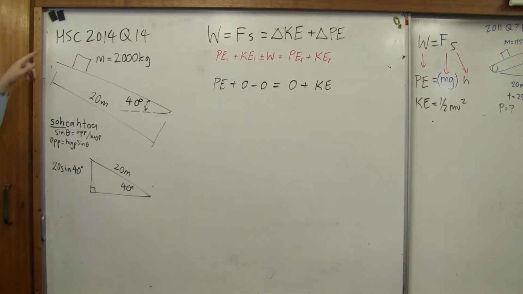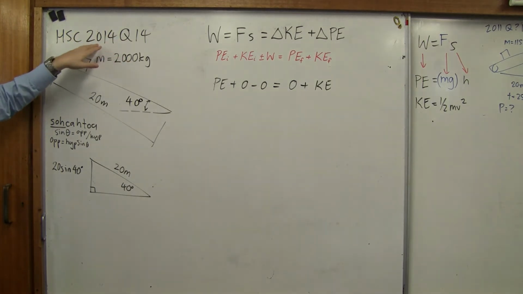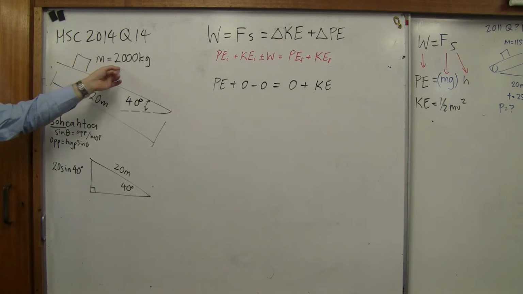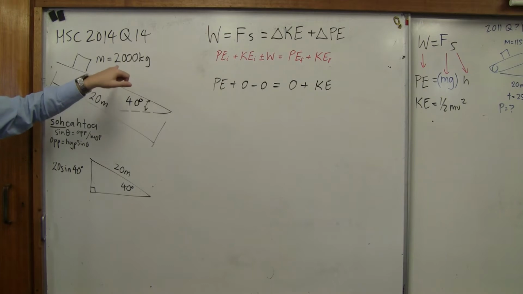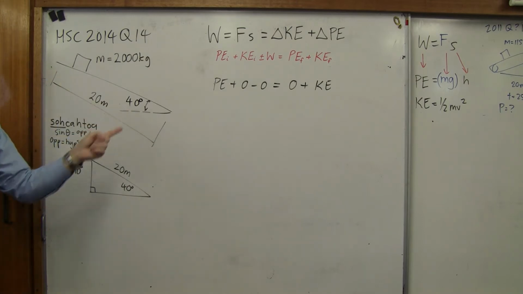Here we have HSC 2014 question 14. There's probably some letter involved, but you'll be able to find it from there. It's a multiple choice question. We have a vehicle of 2 tons. I've drawn this diagram and transferred that, so it said 2 tons in the question, and I've turned it into 2,000 kilograms. That's the mass. They told us that the slope is 20 meters long and the incline is 40 degrees.